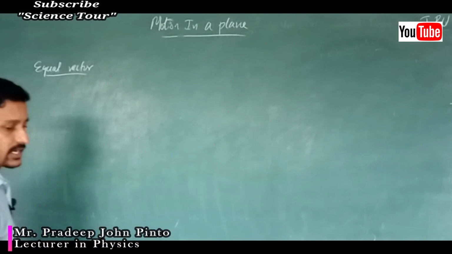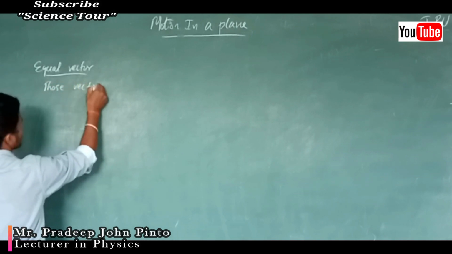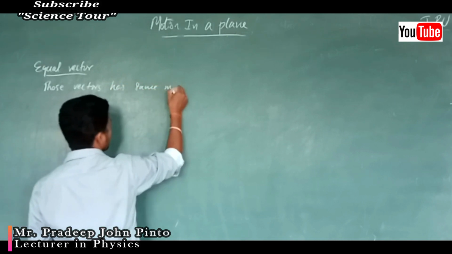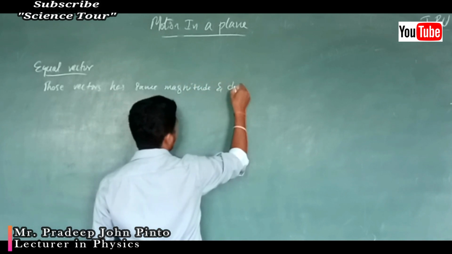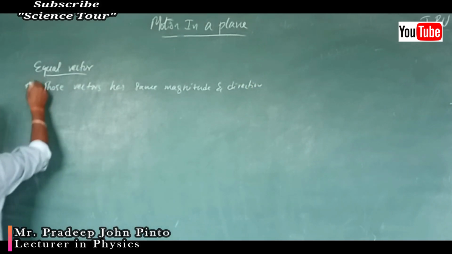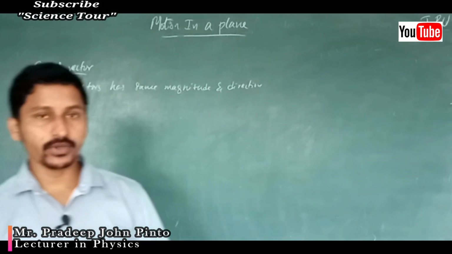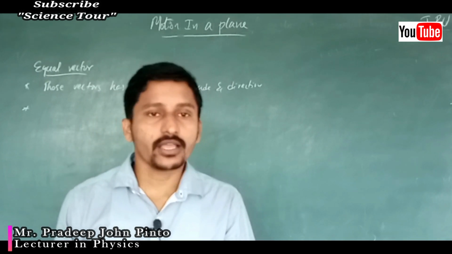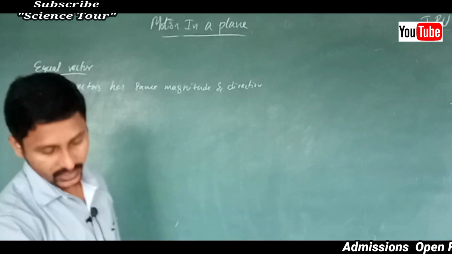So, equal vectors are nothing but those vectors that have the same magnitude and direction. Same magnitude and direction. Those are equal vectors. Next example: two cars are moving with the same velocity, their velocity vector is the equal vector. Their velocity vectors are equal vectors.